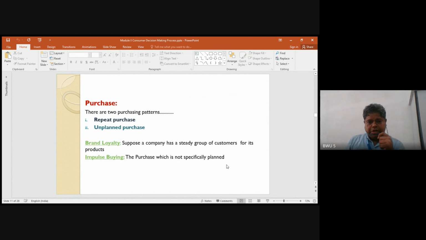In case of repeat purchase, this is not the first time. Earlier you purchased, you are satisfied with the product or brand, and you are likely to purchase again. This is repeat, showing the brand loyalty.